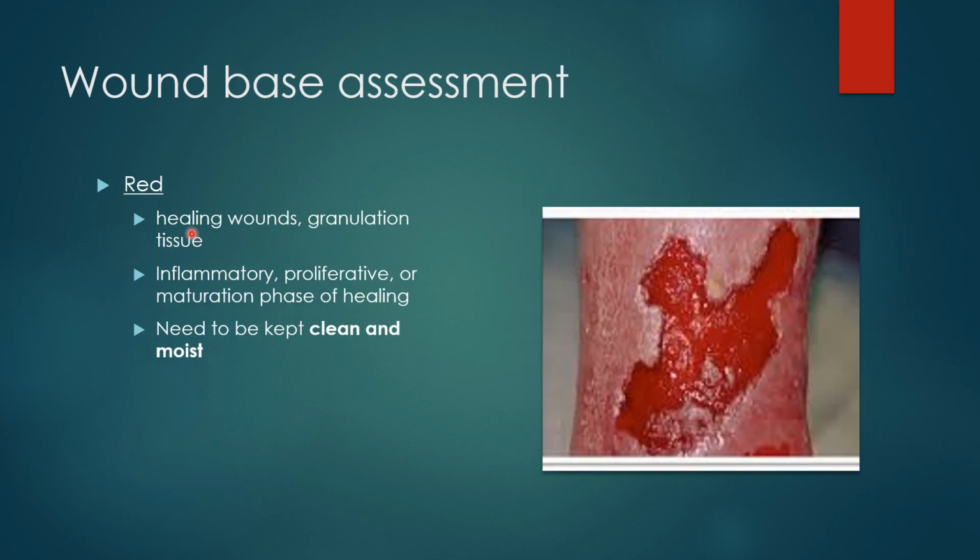Now we have red wound base. A red wound base is a good wound base. This means that the wound is healing. This is the formation or visualization of granulated tissue, which is healthy tissue. This wound is then in the inflammatory or the proliferative stage of wound healing, and this wound needs to be kept moist and clean.